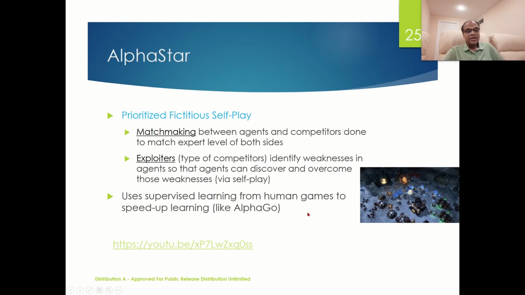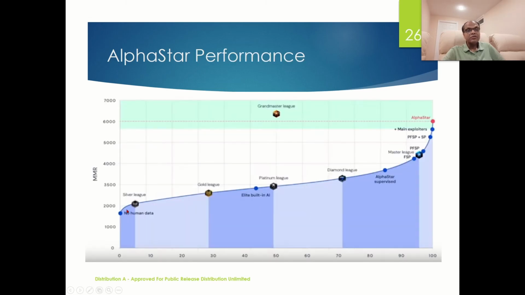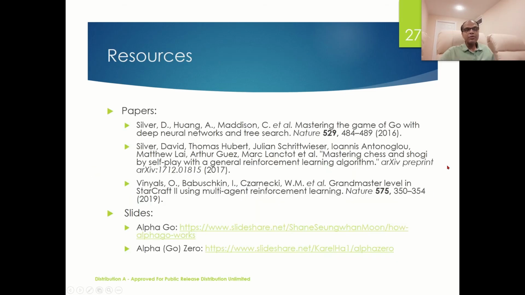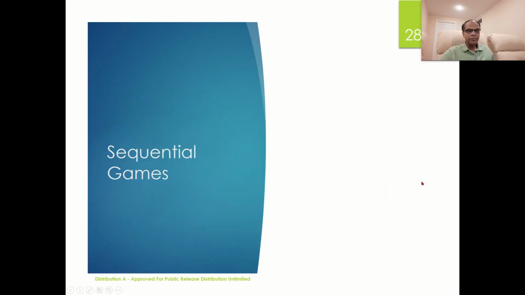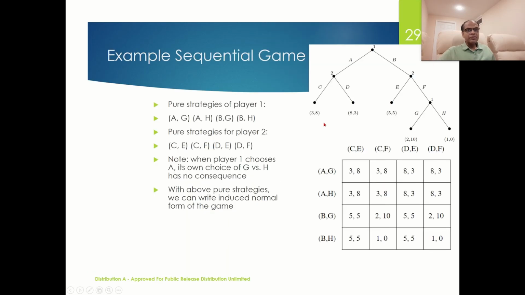So this is a timeline which shows how the different versions of AlphaStar subsequently improved in the scores that they got. Now I'd like to talk very briefly about sequential games from game theory. Here I'm showing the picture of a sequential game, and as you can see, it has a tree structure. One of the techniques that can be used is to convert this tree structure into a matrix-like structure and then use Nash equilibrium-like techniques like we had done in the past.